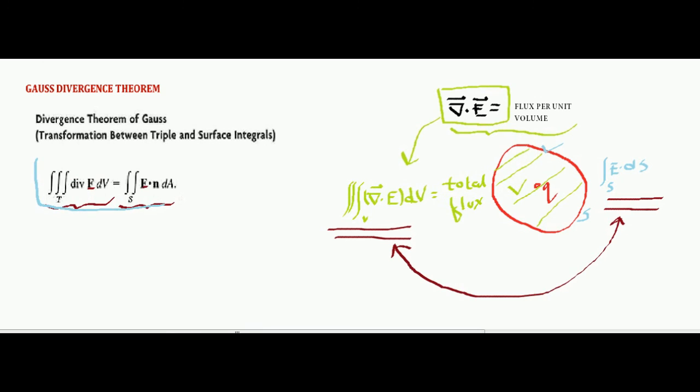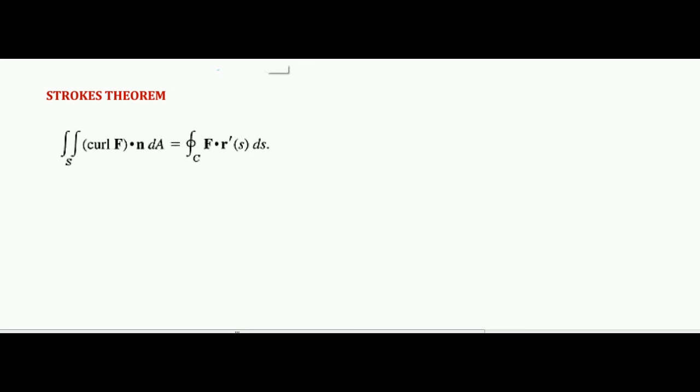Gauss divergence theorem relates a volume integral with a surface integral. So we will see a lot of application of Gauss divergence theorem in our further discussion of this advanced electricity and magnetism course. So let us move to another theorem. Now we'll discuss Stokes theorem.